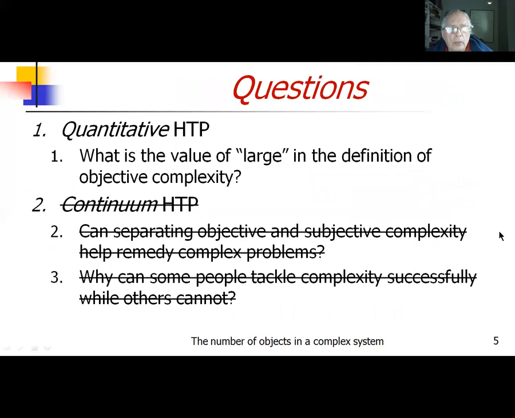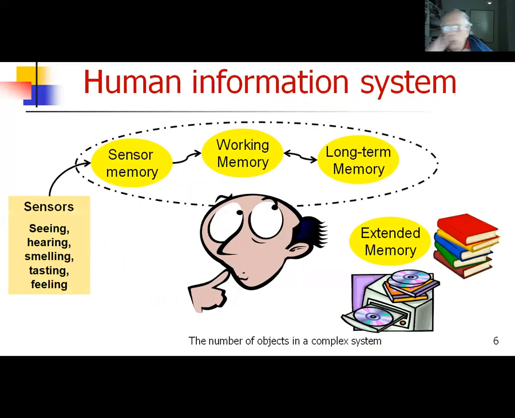After thinking about the situation for a while, I came up with 3 questions, and I'm only going to look at one of them in this presentation. The others are covered elsewhere. The question is, what is the value of large in the definition of objective complexity? Systems engineers and operations research usually deal with specific numbers in requirements or in activities. By not having defined the value of large in the definition of objective complexity, they seem to be breaking their own rules. So let's see if we can find a number.